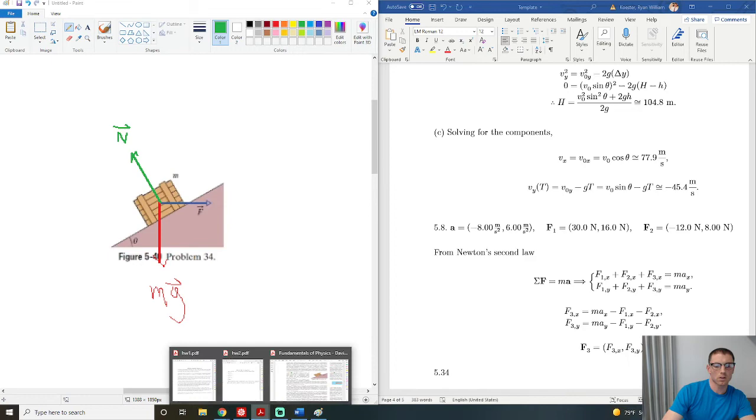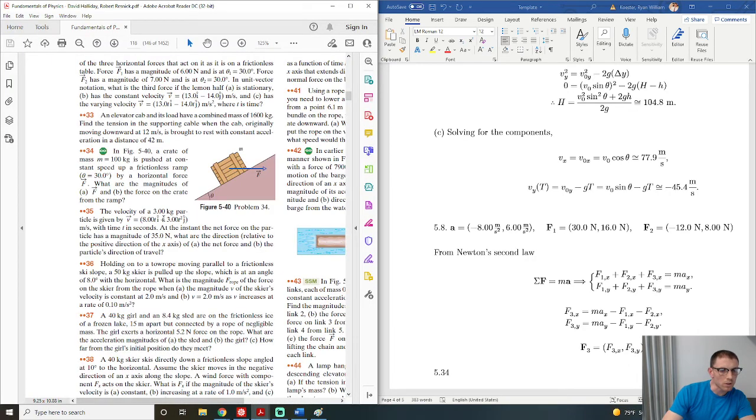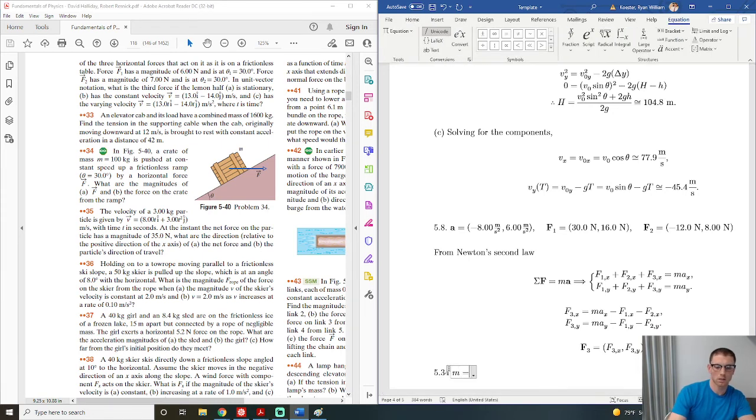And I don't think there's friction in chapter 5. Yeah, there's no friction. Okay, so let me just summarize what we know. We know the mass of this thing, and I'll bring the diagram back up in a second here if people want to still copy that down. And we know that the angle is 30 degrees.